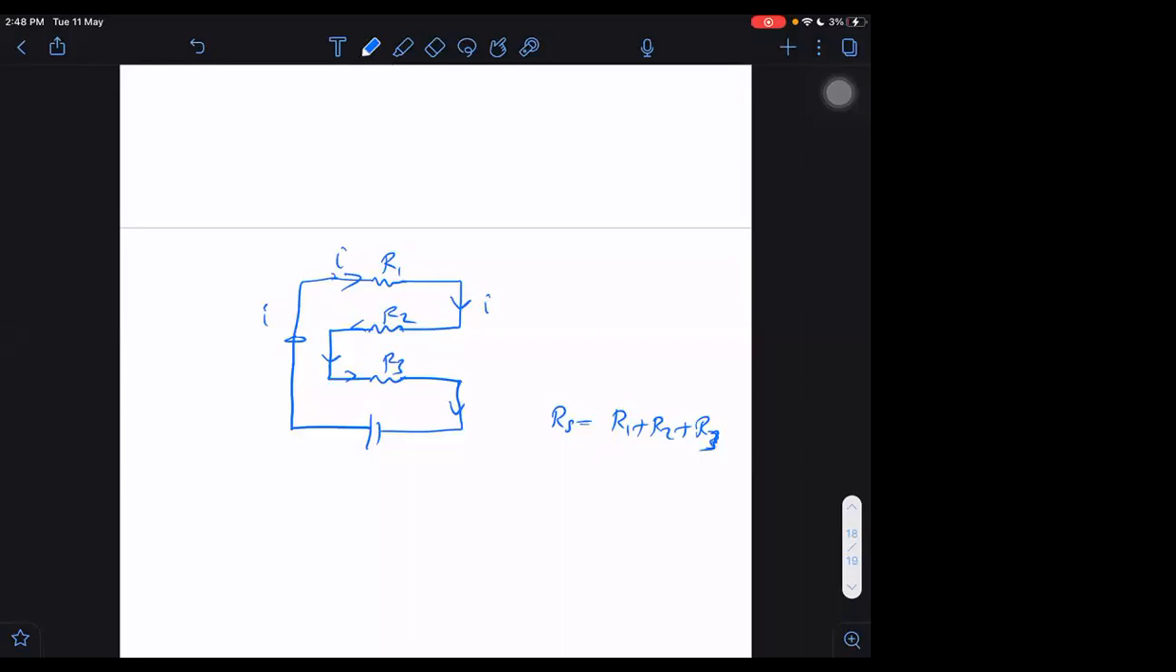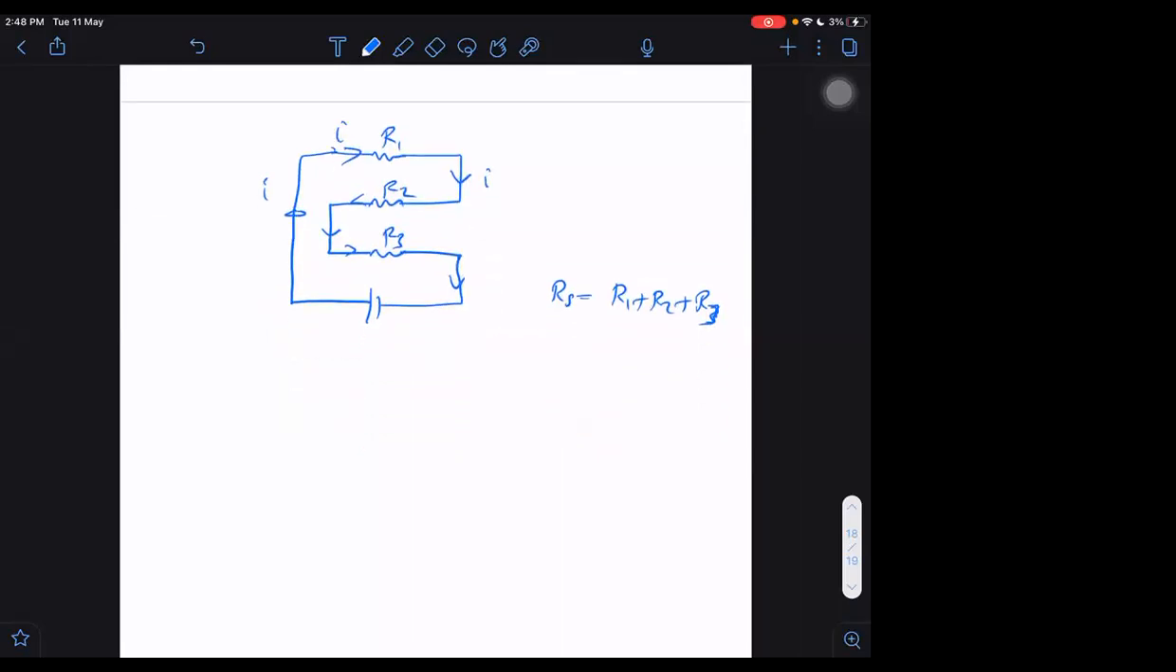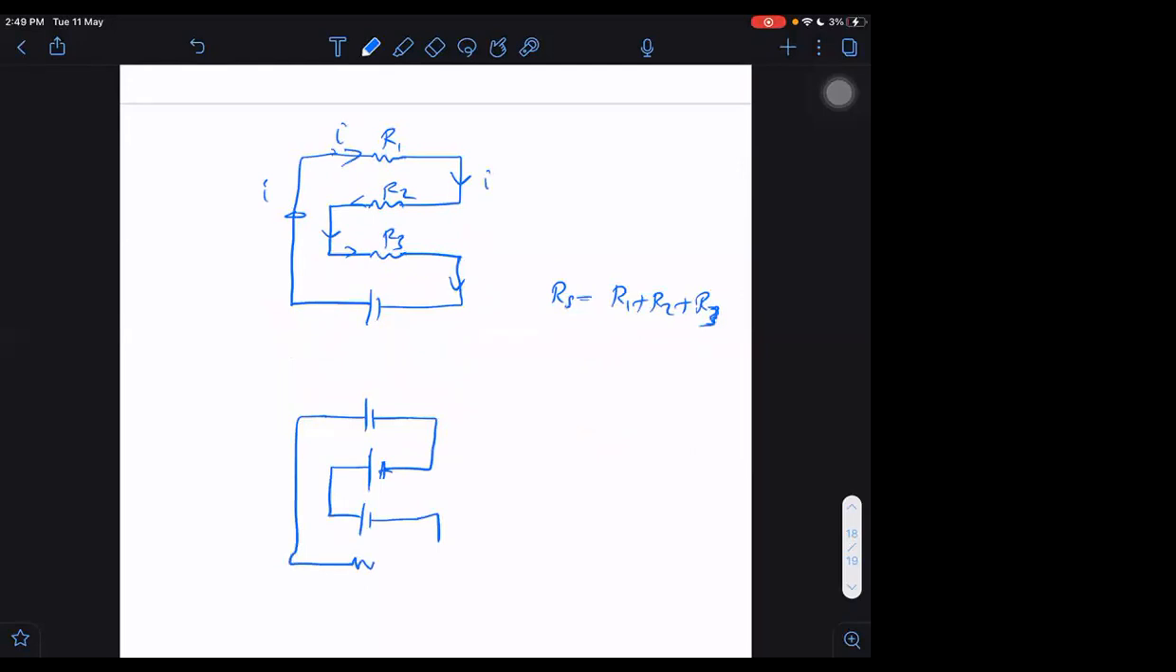Same thing for batteries. If I put batteries in place of resistances, it is the same thing. For example, let me take that case also. One battery here, another battery here, and a third battery here. Now you tell me, what is the effective EMF if this is E1, this is E2, and this is E3?